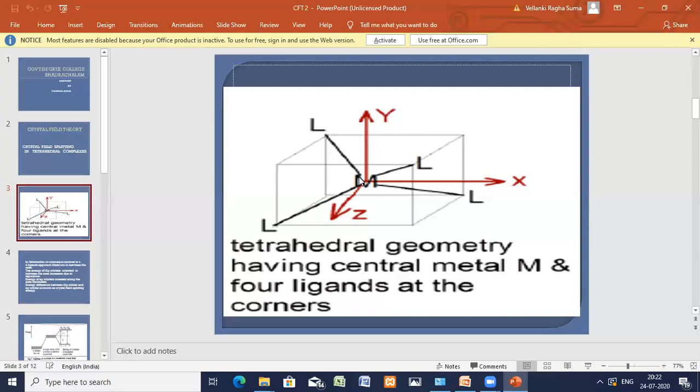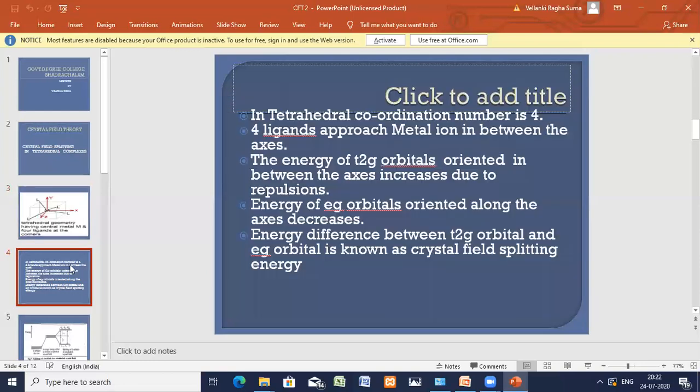T is the tetrahedron. The energy of the EG group of d orbitals is 0.6. So we'll see the splitting and then we'll see the energy, how it's getting split. In the tetrahedral complexes, I have told you the coordination number is 4.